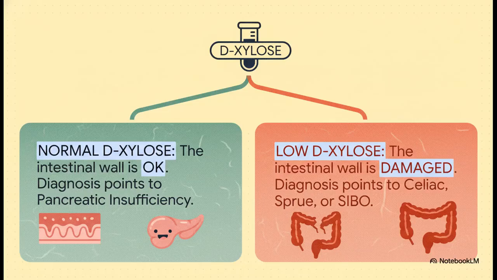So, here it is, the logic gate. If you give a patient D-Xylose and their levels come back normal, what does that tell you? It tells you the intestinal wall is working just fine. The problem has to be the pancreatic juice. Simple. But what if the D-Xylose level is low? Well, now you know the wall is damaged. Your differential immediately narrows to things like celiac disease. But, and this is a big but, there's a trap.